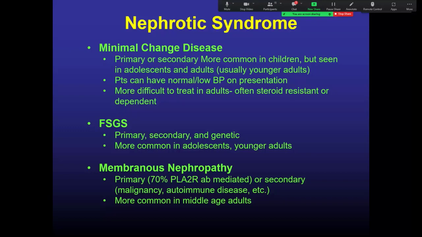So FSGS can be primary, secondary, and genetic, and those categories are sometimes harder to tease out than you may think, and we'll go over a little bit more of that because it really has implications when it comes to treatment. It is more common in adolescents and younger adults.